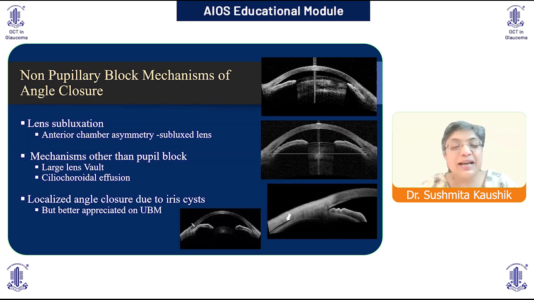And then there's localized angle closure due to an iris cyst. Now, this is an iris cyst which is not so visible on the AS-OCT, but it would be much more prominent on the UBM simply because light doesn't penetrate tissue so well.